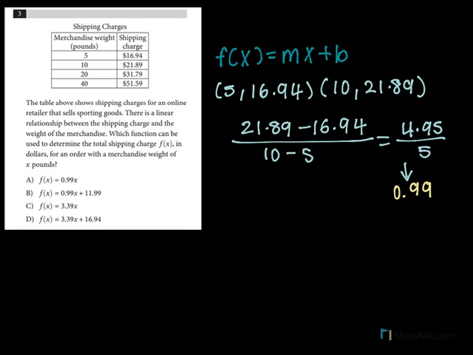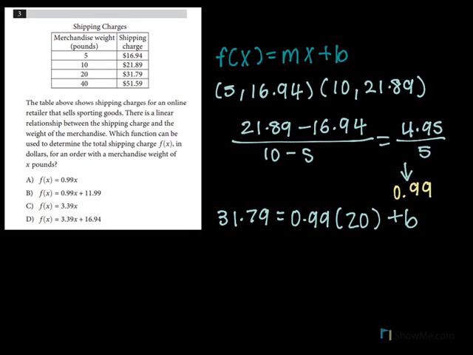So now, in order to get the B value, we're going to take any one of these points and substitute the point and our M value in order to get B. So, for example, let's take 20, 31.79. So we would make it 31.79 equals 0.99, which is our M, times 20 plus B.